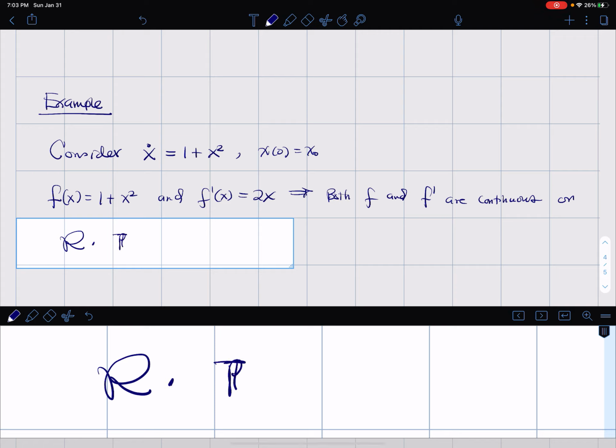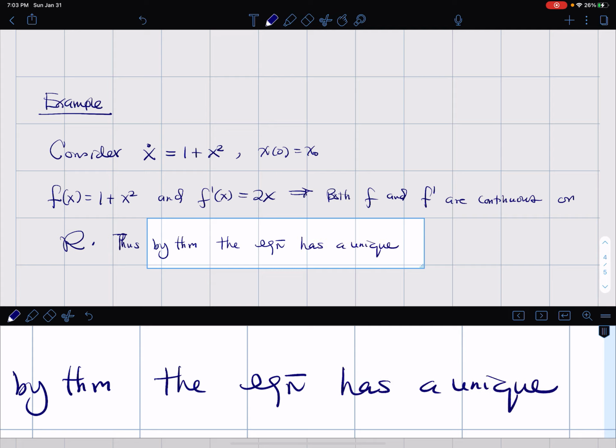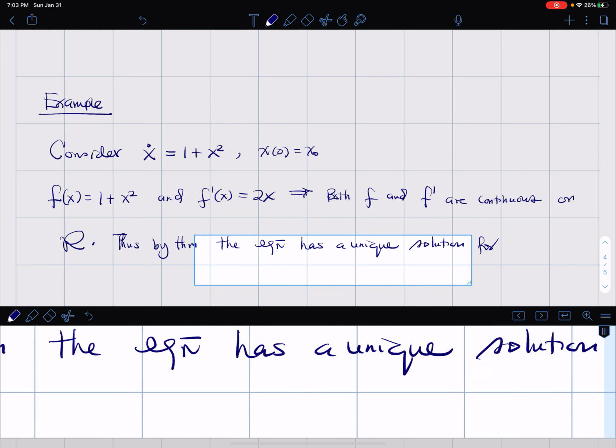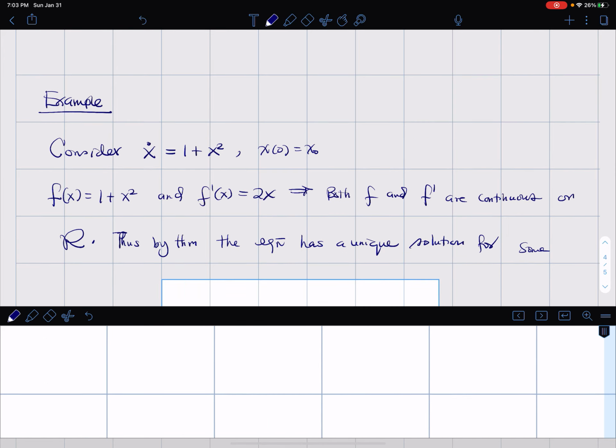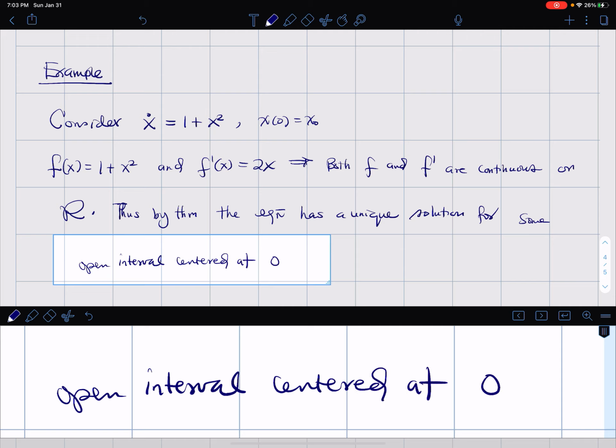They're both continuous on R. So thus, by our theorem, the ODE has a unique solution for some open interval centered at 0, at t equals 0. Okay?